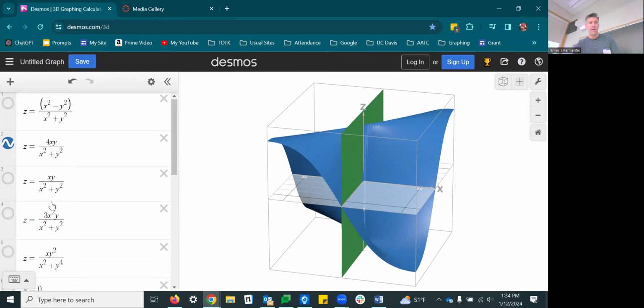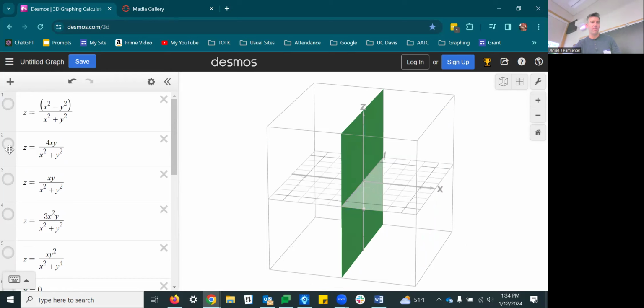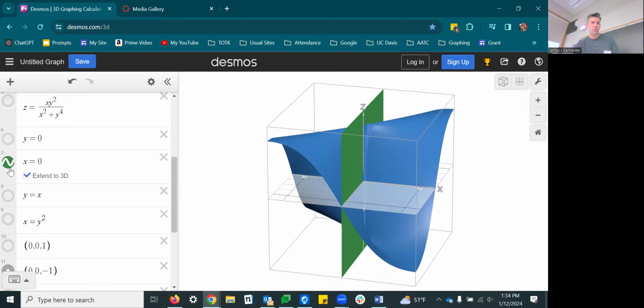And then in the other path I picked, which was y equal to x. Oh, I turned off the wrong thing. Sorry.